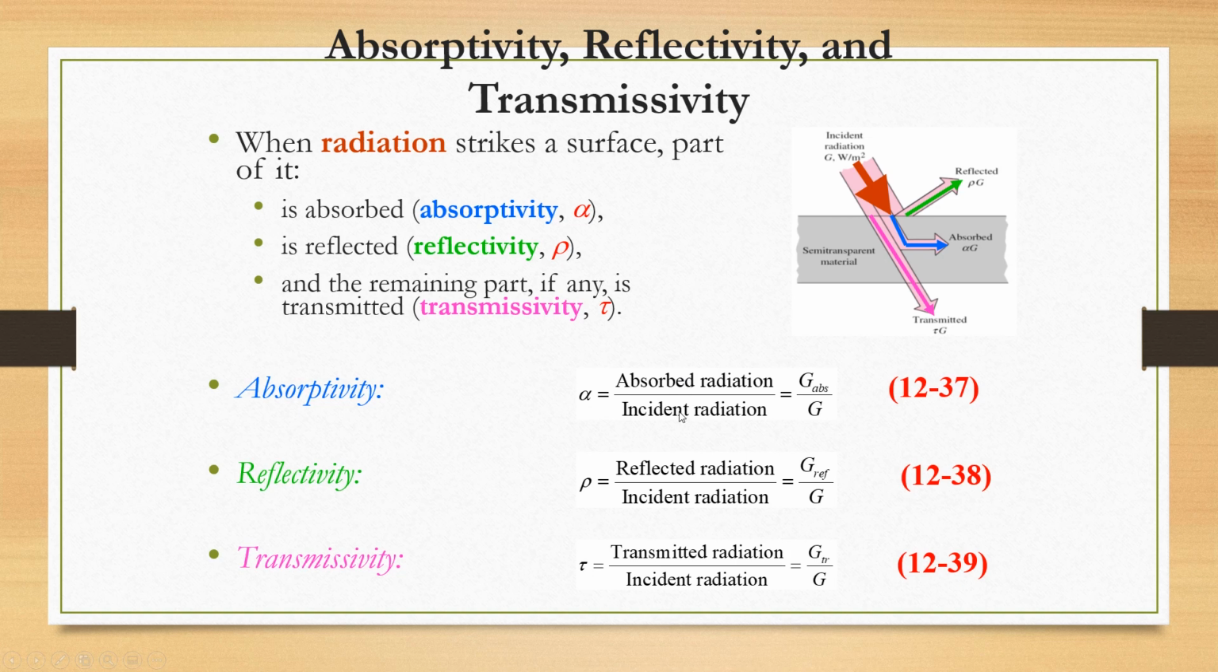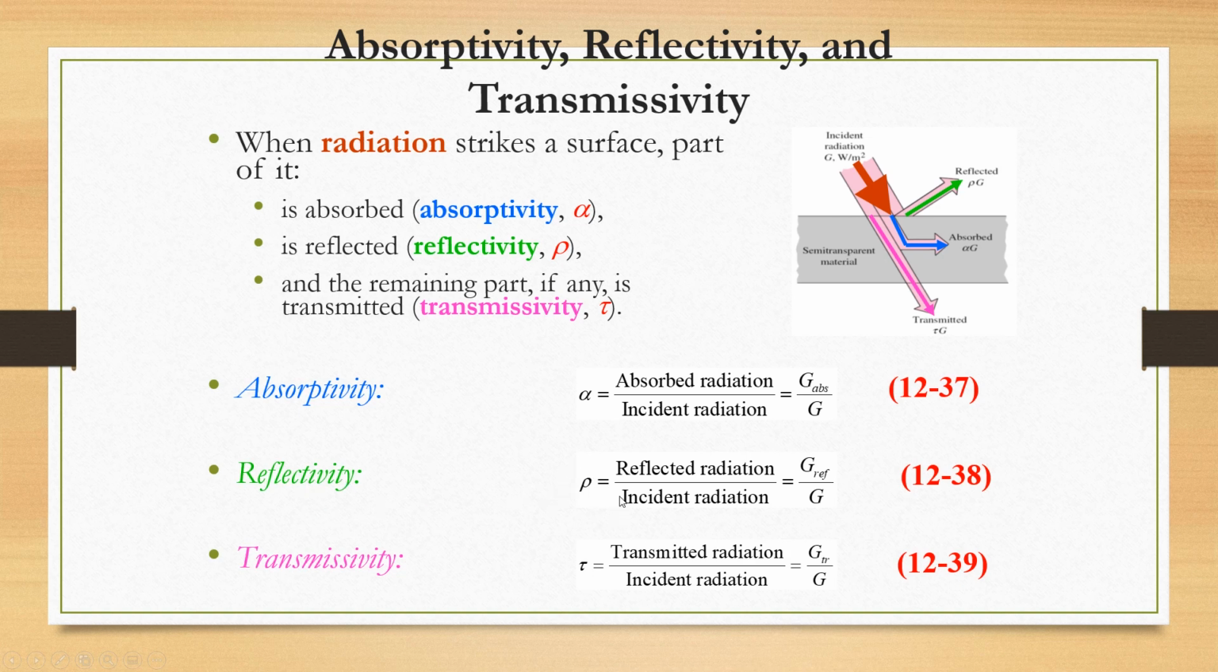Alpha is absorbed radiation over incident radiation. So G absorptivity. ABS means absorptivity, not brake system. ABS is absorptivity, whereas for the incident radiation it is G. So all of these will have G over G, and it depends on this G. If we have reflectivity, then G here will represent G reflectivity. So rho here is not density, it is reflectivity.